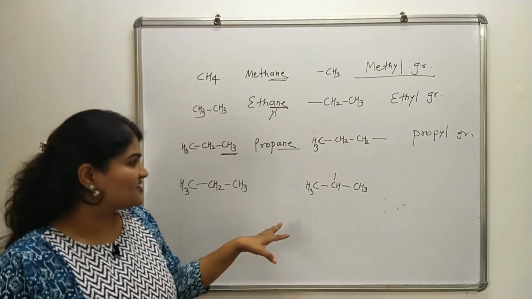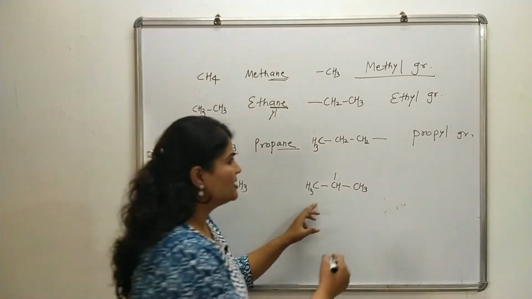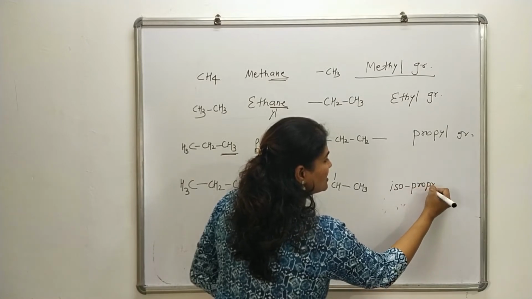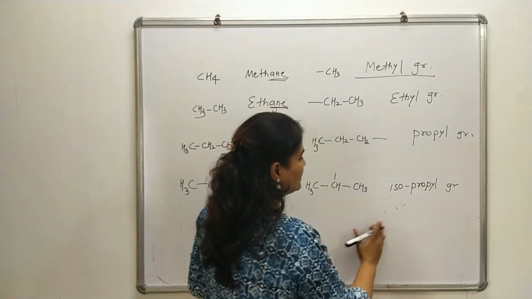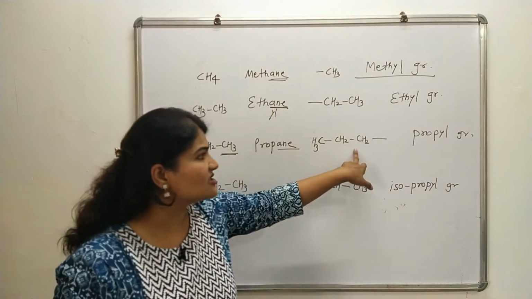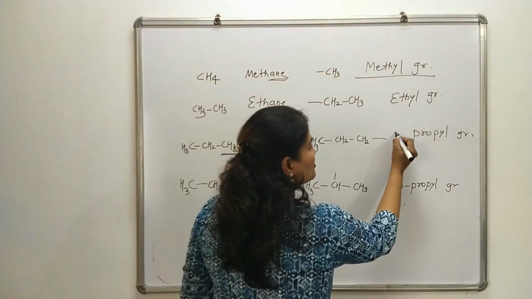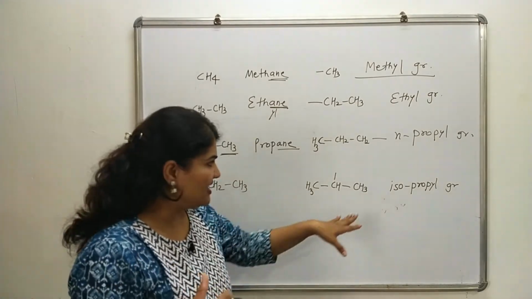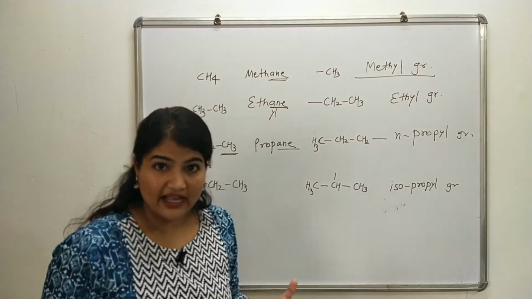As per the common system, this particular alkyl group is called the isopropyl group. The other group can also be called the N-propyl group. N means normal chain or straight chain, and iso means there will be branching in the chain.